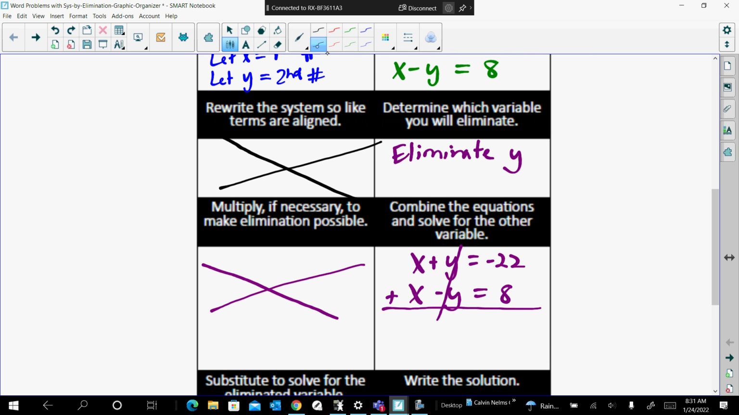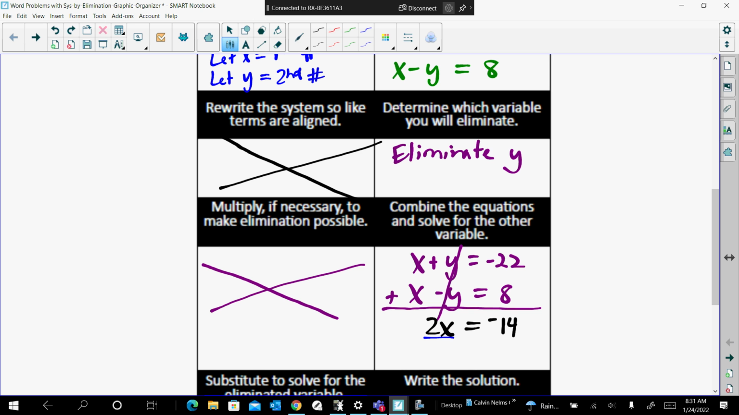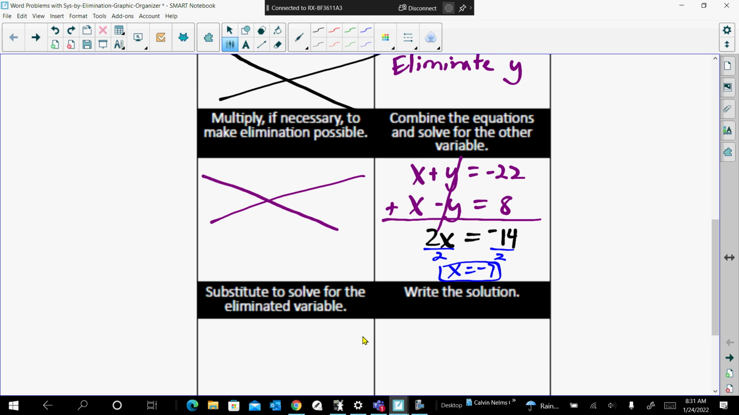So this gives me 2x equals, what's the negative 22 plus 8? So negative 14. There we go. Then we're going to divide that by 2, or you can do that mentally. And we see our x equals negative 7. Okay, so here it says substitute to solve for the eliminated variable. Basically, this is just asking us to plug it back in.